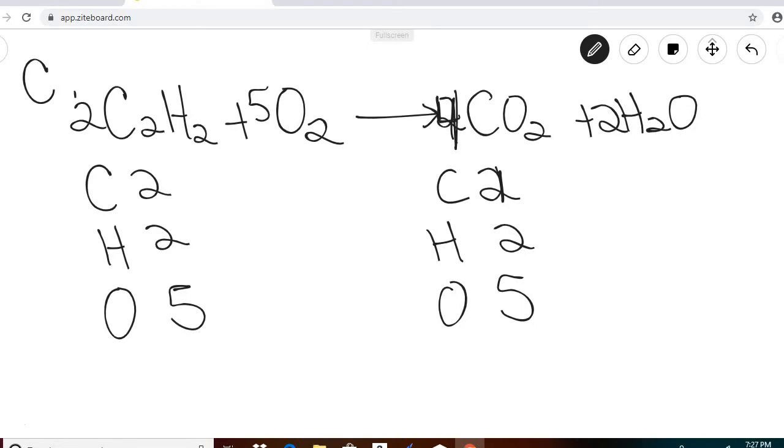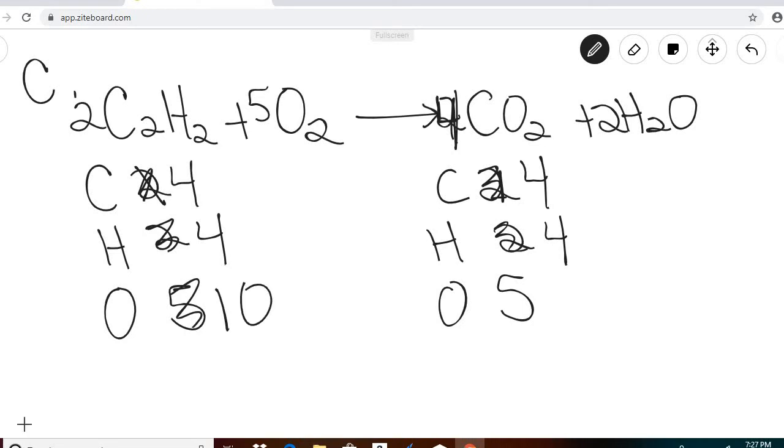And now if we look at what we have, 4 carbons on this side, and we have 4 carbons on this side. We have 4 hydrogens on this side, and we have 2 times 2, we have 4 hydrogens there. And then if we look at the oxygens, we have 2 times 5, which is 10. And over here we have 2 times 4, which is 8, plus 2 times 1, which is 2 more, and that gives us 10 on both sides. So everything is now balanced.